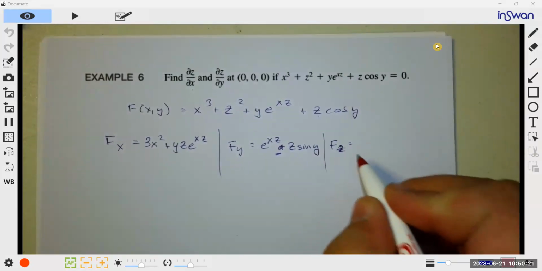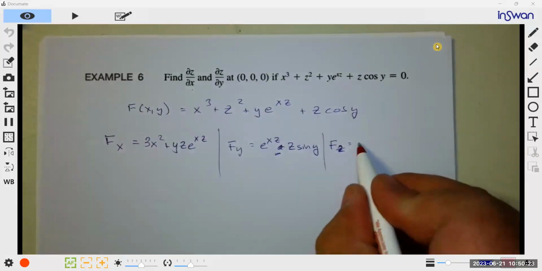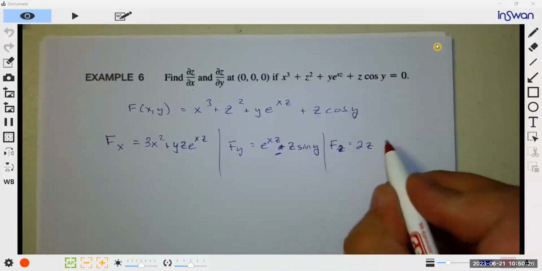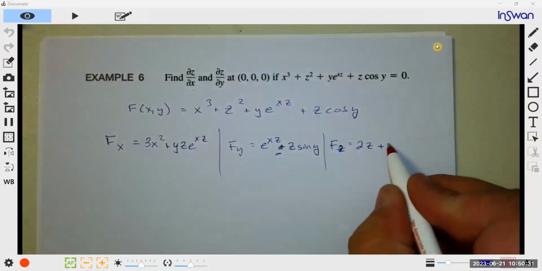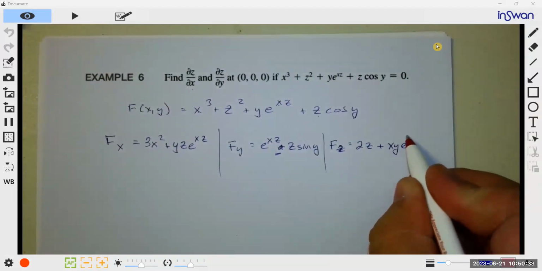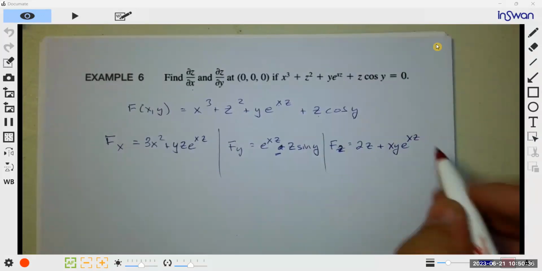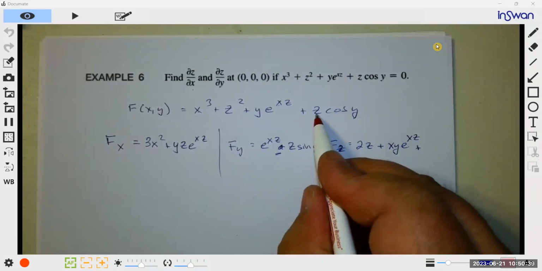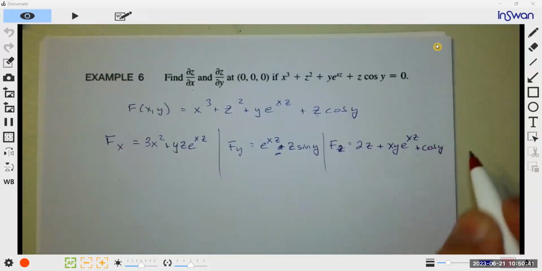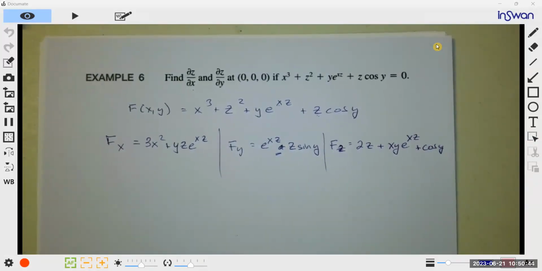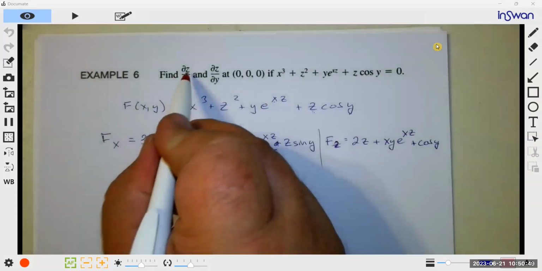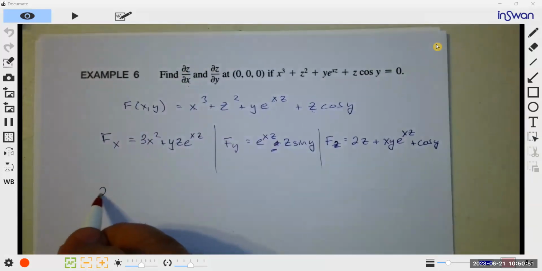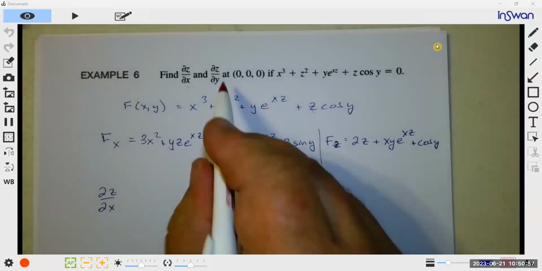And with respect to z, that disappears. That becomes 2z. Derivative of x times z, z disappears, so it's just xy e to the xz. Derivative of z is 1, so it's cosine y. It's asking us for dz/dx, and then for dz/dy.